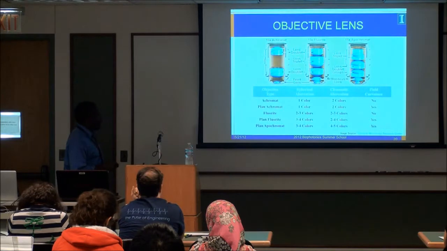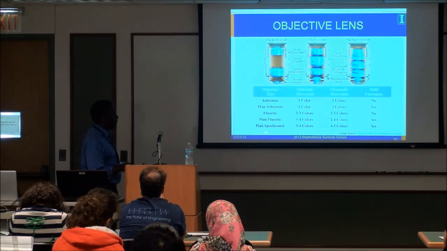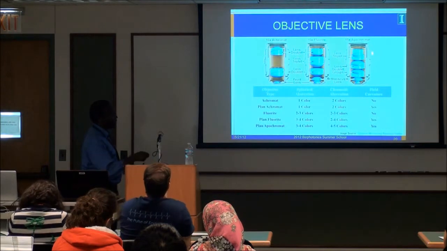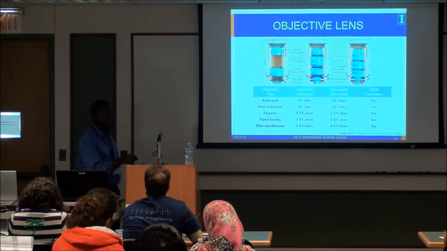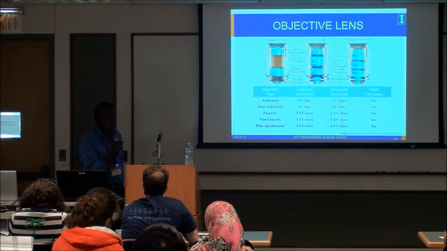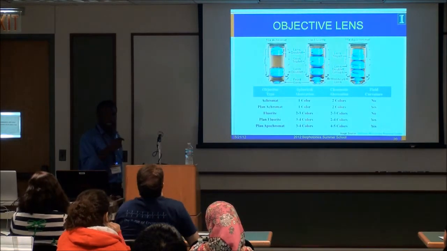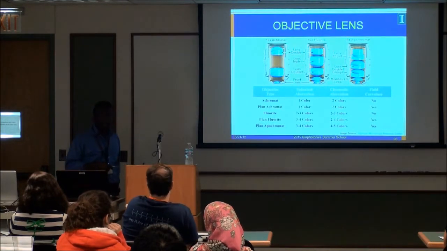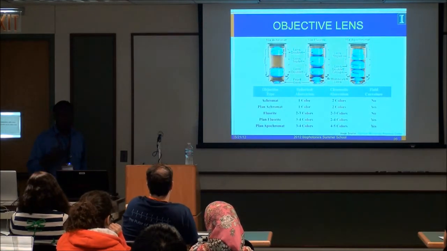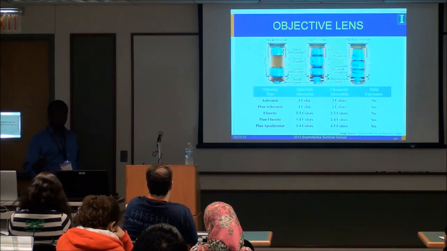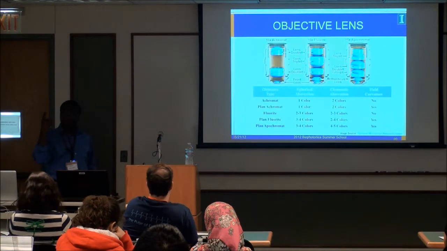So when we want to buy something that's highly corrected, like a plan apochromat that has all these different lenses, and this is proprietary, so you don't know exactly how these things are spaced. You don't know exactly what type of material goes where. That's where these different companies come in. We're talking about 10, 12K. That's for high magnification, high numerical aperture. So, you know, you pay the money, basically. And that's for a single lens.